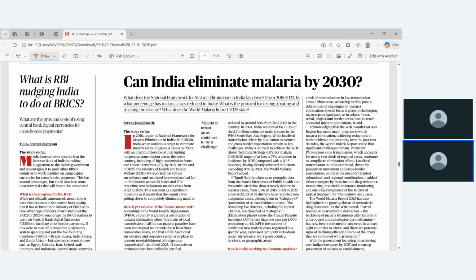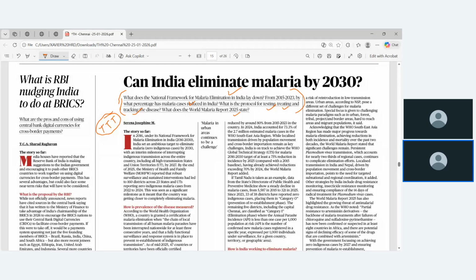So having this knowledge, let us continue the topic which raises the question: can India eliminate malaria by 2030? Some of the points have been discussed very clearly. Before the discussion, the summary of questions has been raised here. What does the National Framework for Malaria Elimination in India lay down? From 2015 to 2023, by what percentage has malaria cases reduced? What is the protocol for testing, treating, and tracking? Actually, the triple T model: testing, treating, and tracking. What does the World Malaria Report 2025 talk about the malaria disease? So these are the questions. The answers have been given in this article.